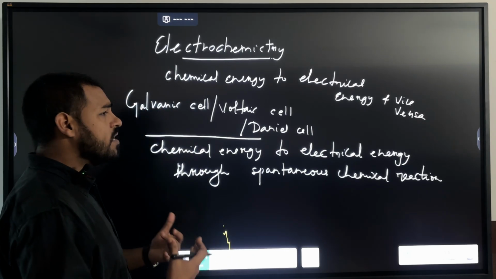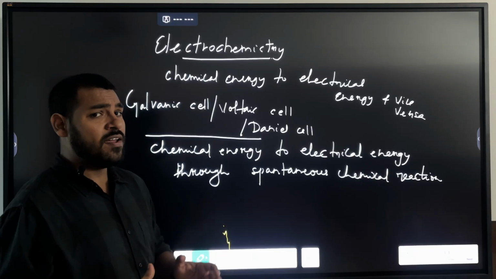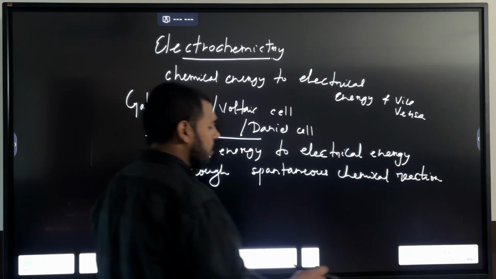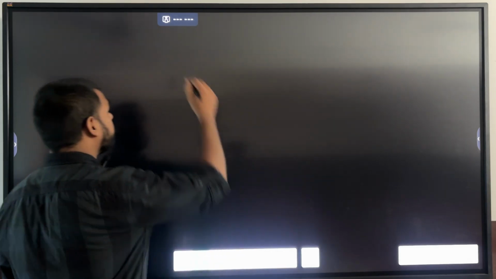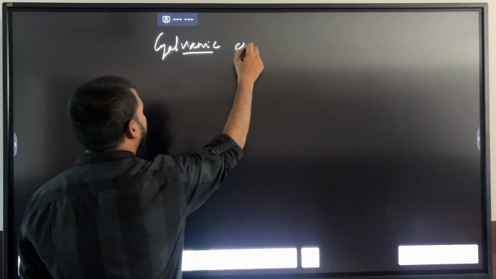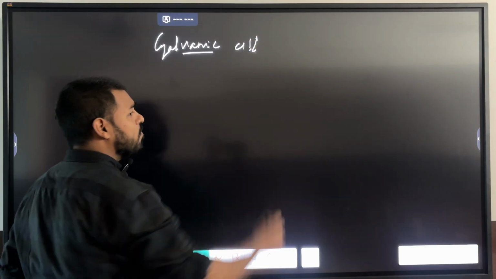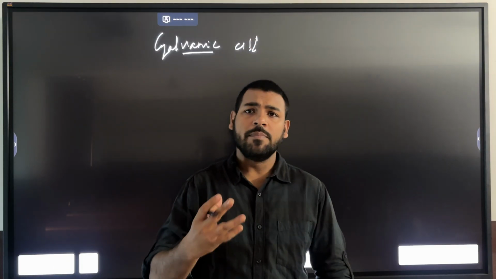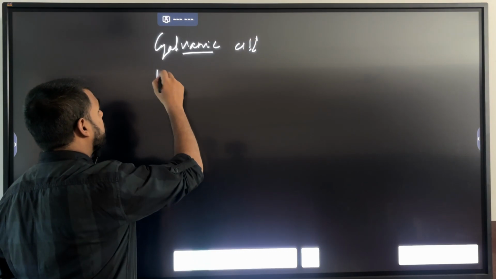So what is in the Daniel cell? What is in the galvanic cell? Let's start with the construction and basic principle. So for the galvanic cell, what is the basic principle?